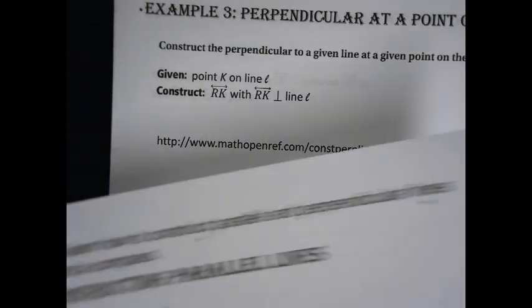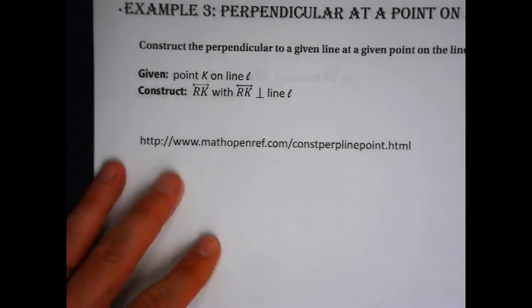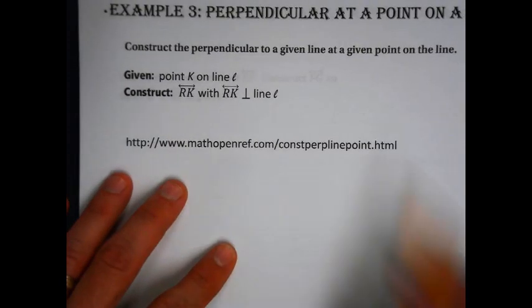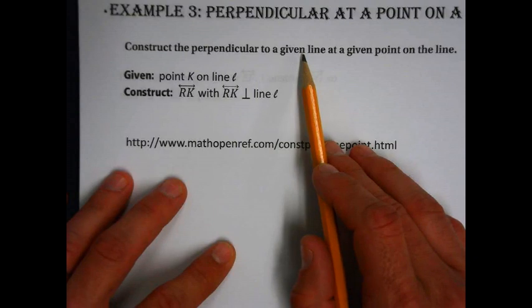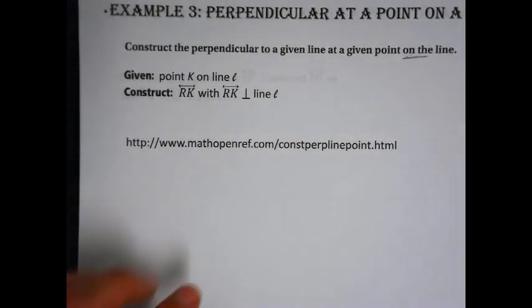Next, I know this says example 3, but don't worry about it. So the next construction we're going to do is construct the perpendicular to a given line at a given point on the line. Okay? So now what we're going to have to do is read the directions carefully.